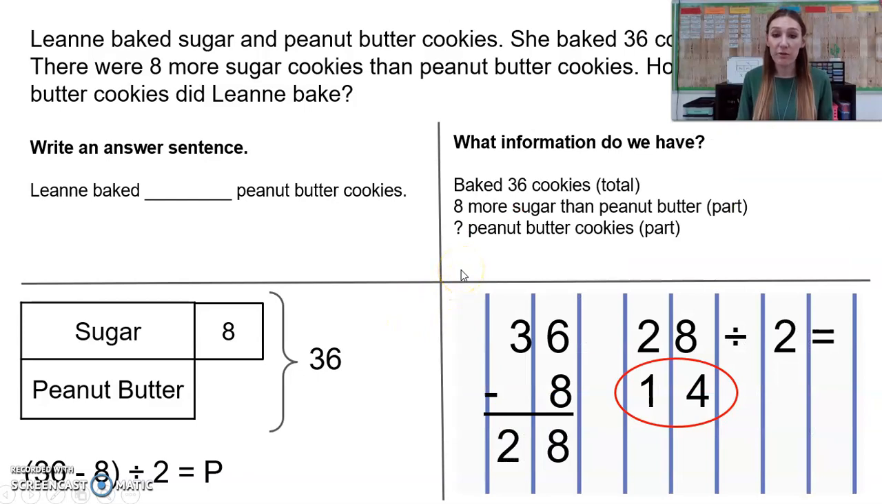Then we can solve. We're going to take away those 8 extra cookies from our total to get 28 cookies. Then we'll take that 28 cookies, divide it into 2 groups, leaving us with 14 cookies in each group.